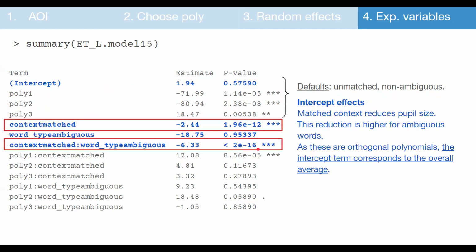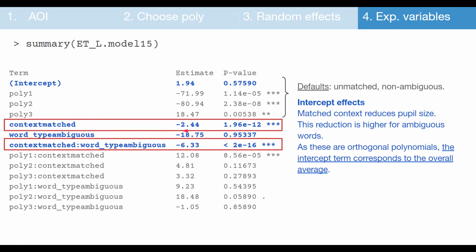So, when we start looking at the effects of the variables, what we see is first we have the intercept effects, because we are not including any polynomials yet. These are just the intercept effects. And what we see is that the matched condition reduces pupil size.